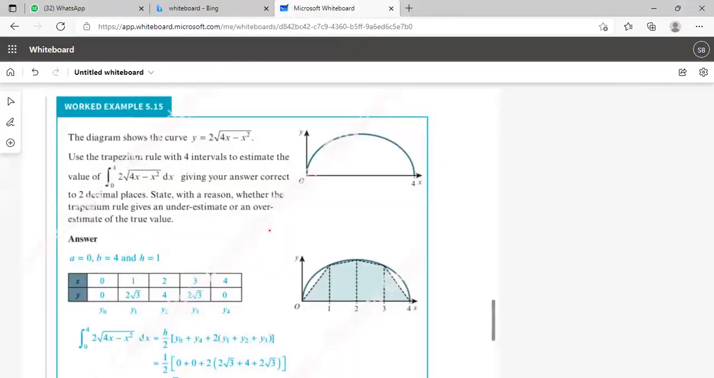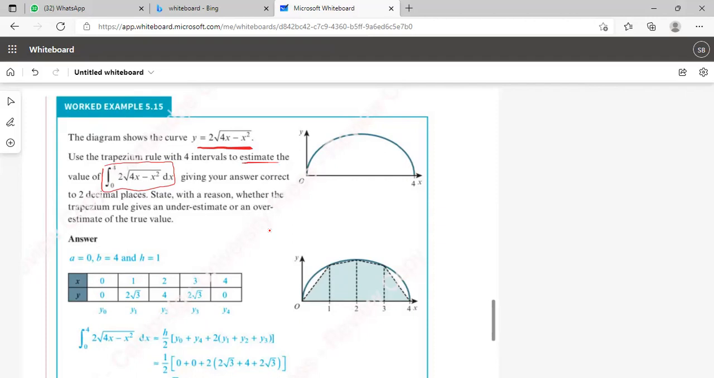Now here we have the diagram that shows the curve. Use the trapezium rule with four intervals to estimate the value of this, giving your answer correct to two decimal places. Now you need to estimate the value of this. Either you would be estimating the value of this integral or the area under the curve. So think the same. Area under the curve is basically the integral of this curve. So the question would be, you need to estimate the value of this.